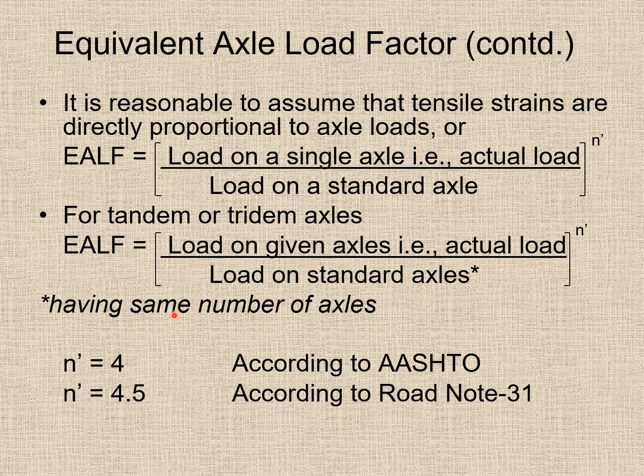Now there are two approaches. N dash is equal to 4 as per AASHTO, the American Association of State Highway and Transportation Officials, and N dash is equal to 4.5 according to Road Note 31. So sometimes we use the terms power 4 method or power 4 formula if you are using the AASHTO approach. And in the case of Road Note 31, obviously that power is 4.5.